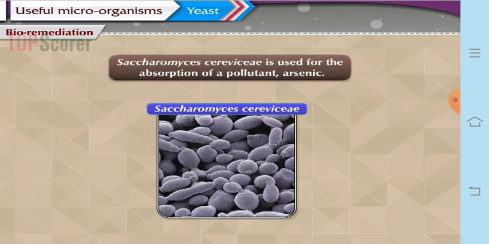Saccharomyces cerevisiae is also used for absorption of a pollutant, that is arsenic. Arsenic is a heavy metal, and heavy metals are always polluting ones. So arsenic is removed by Saccharomyces cerevisiae. Saccharomyces cerevisiae is also used in the production of wine. Remember students, and even for making bread, this species of yeast is very useful.